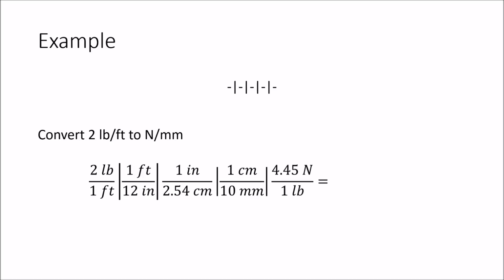What we notice is that the feet, inches, centimeters and pounds will all cancel out. We will then be left with newtons per millimeter. Now all we have to do is simply multiply, and we get 0.0292 newtons per millimeter.